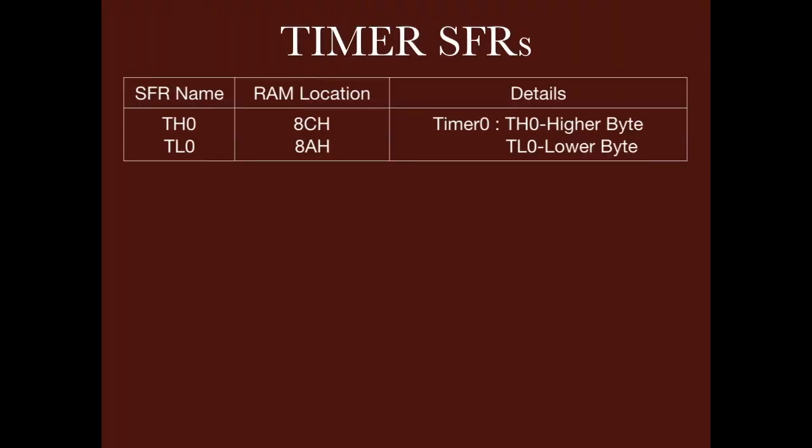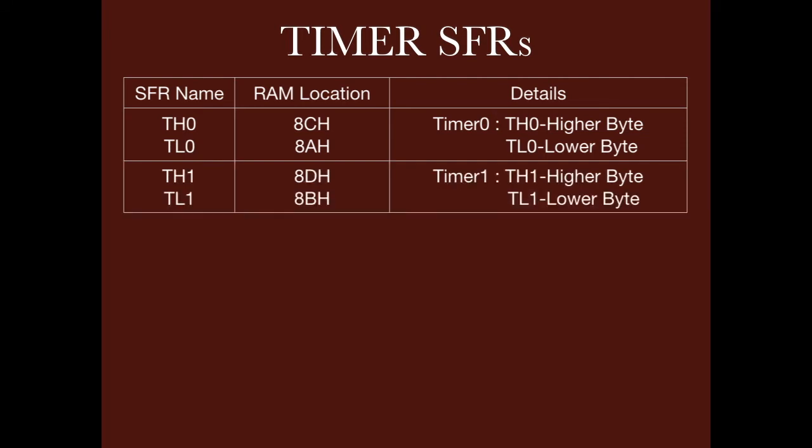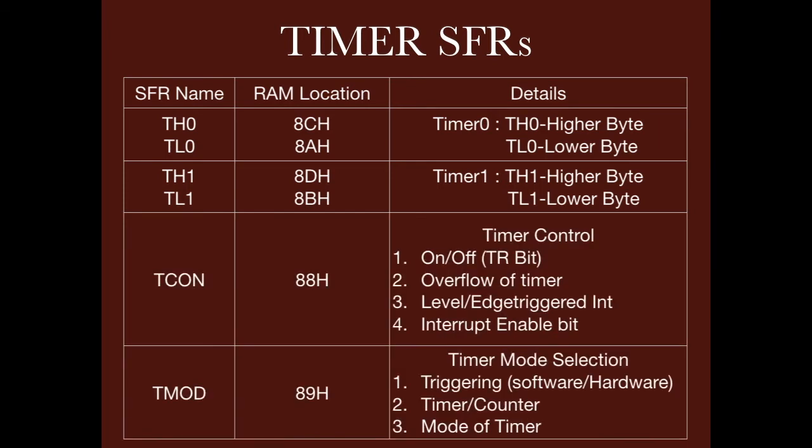Now the special function registers, SFRs, which are used with the timer, as discussed: TH0 and TL0 for timer 0, TH1 and TL1 for timer 1. Basically they are the higher and lower order bytes for the specific timer. Then we have two SFRs, TCON and TMOD. TCON is timer control. It controls the switching on and off of the timer, checks for the overflow of the timer, decides whether the interrupt will be level triggered or edge triggered, and is also used to enable the interrupts.